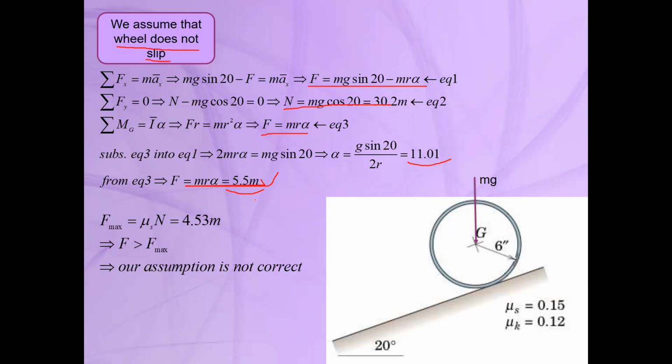But if you calculate the maximum friction force, it's equal to mu s times n, and mu s is 0.15. Here we have mu s times n, which is mg cosine 20, and n is 30.2. If you substitute, you can find that the maximum friction force is 4.53. So you can see the friction force from your initial assumption is more than the maximum friction force. So our assumption is not correct.